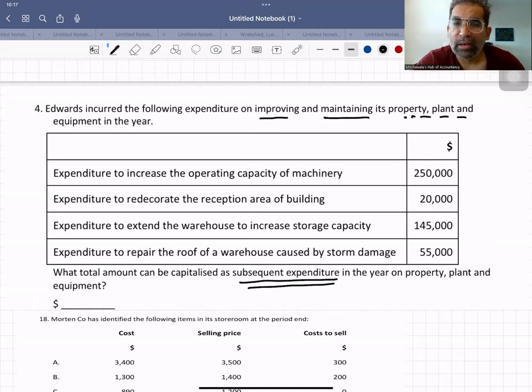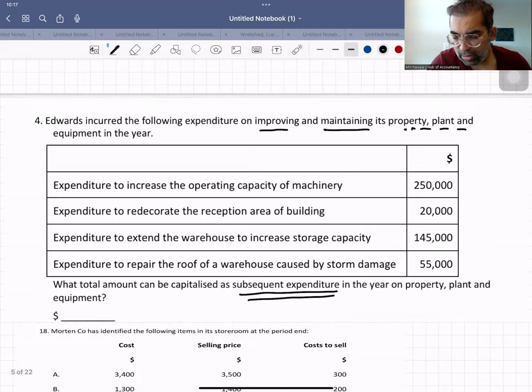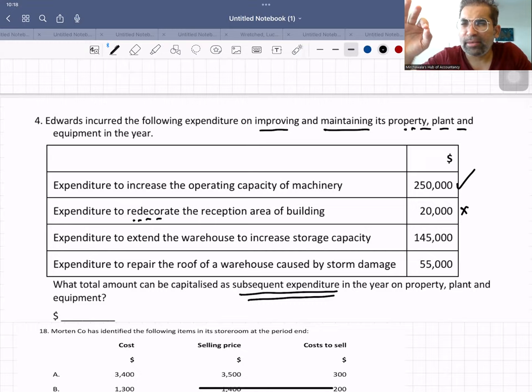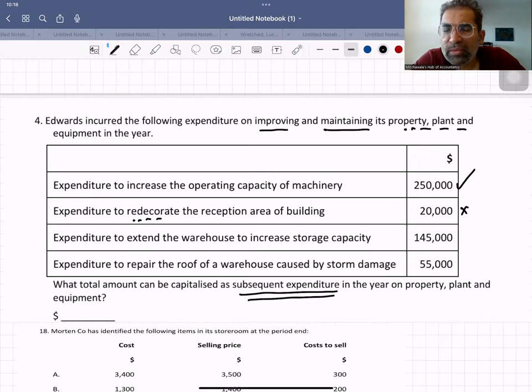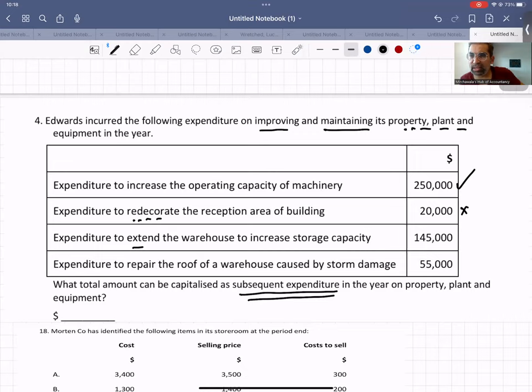Okay, now read the lines. Expenditure to increase the operating capacity. Yes, obviously, increasing the operating capacity will increase the output, so yes, it is a proper improvement. We are getting extra economic benefit from it. Expenditure to redecorate. Redecoration is like, listen, things were already good, we used them, it came down, and we maintain it through redecoration, like repainting. So repainting is like maintaining the original quality. This is not a capital expenditure, this is a revenue expenditure. Expenditure to extend the warehouse to increase the storage capacity. Yes, we will be getting the economic benefit because of this, right? So this is also capitalized.